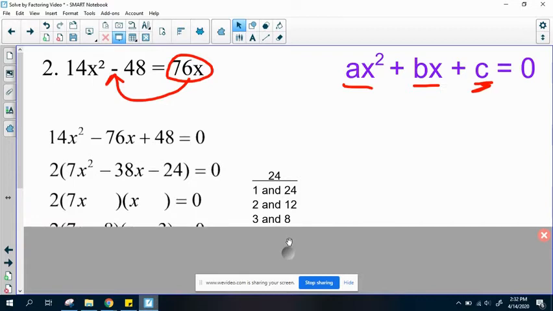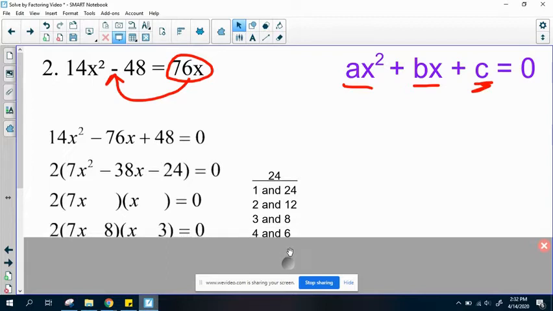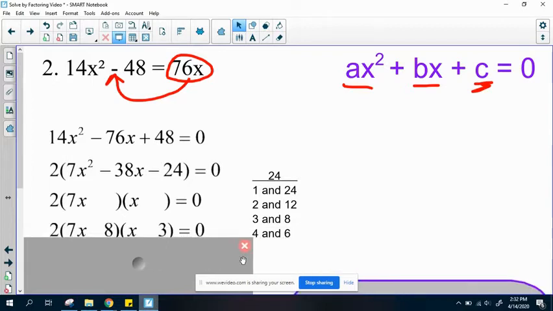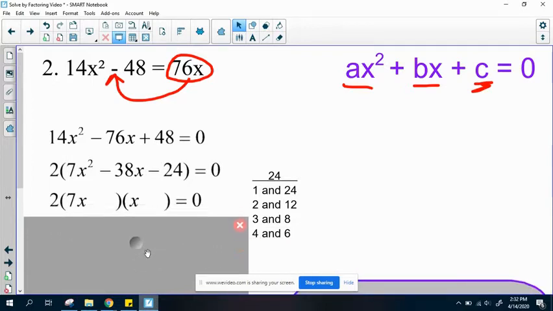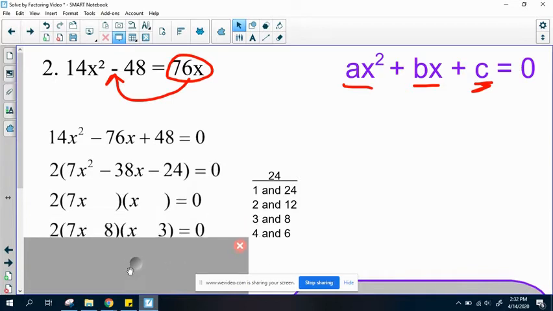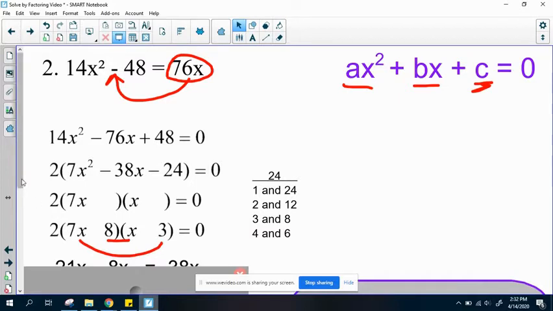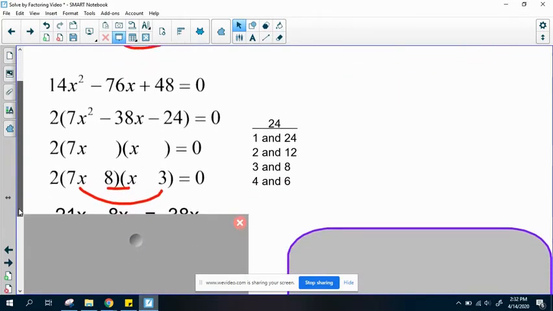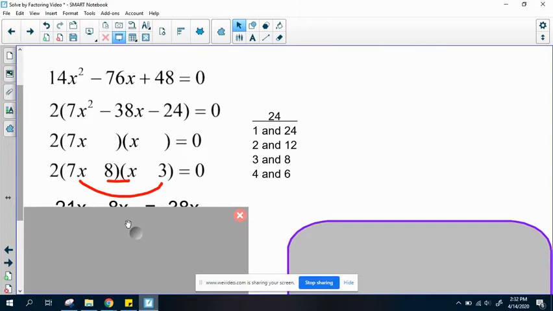There's lots of options for 24: 1 and 24, 2 and 12, 3 and 8, 4 and 6. When I have 24, I generally like to try either the 3 and the 8 or 4 and 6 first, and that's just a random guess. So let's try 3 and 8 and see what happens. If I put the 3 there and the 8 there, I'm going to get 7 times 3 is 21, 8 times 1 is 8, and I'm supposed to try to get a 38. And 21 and 8, there's no way I'm going to get a negative 38.